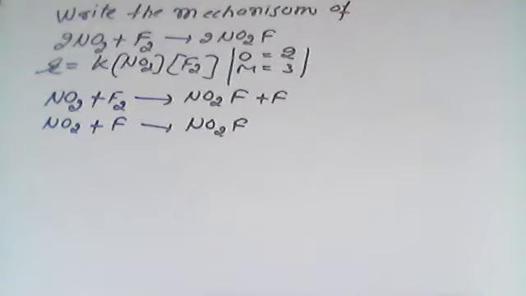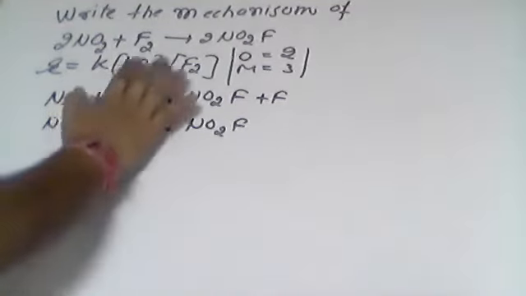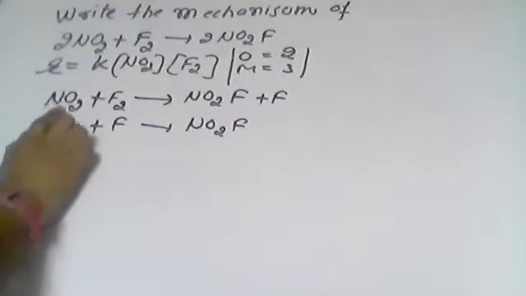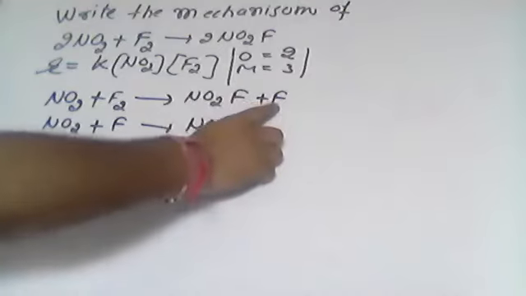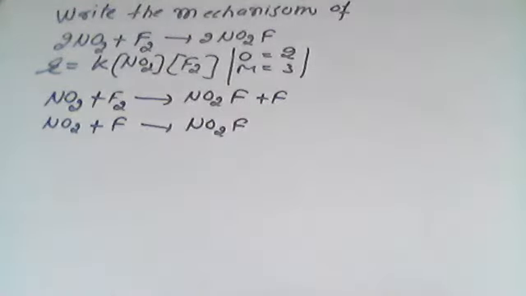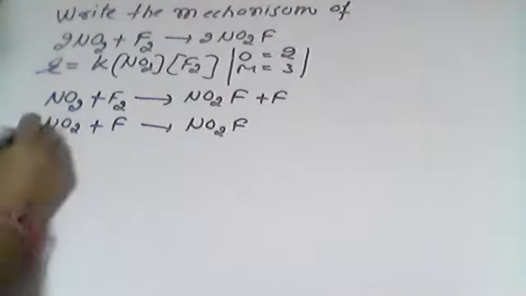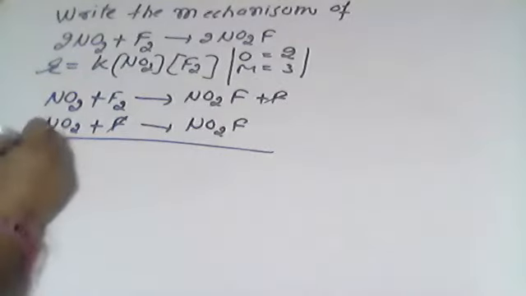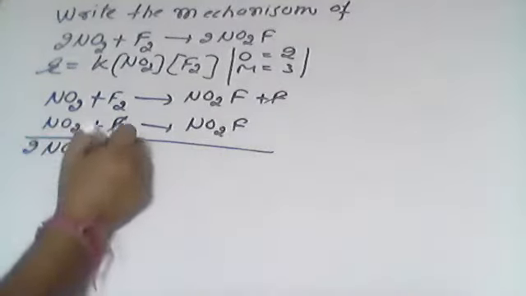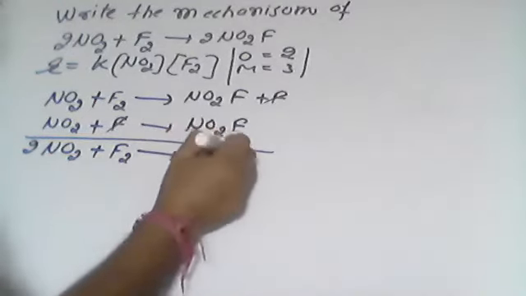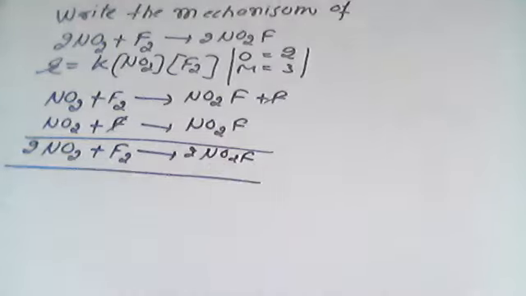So if it takes place in more than one step, how do I come to know the mechanism, how am I going to write down the mechanism? To write down the mechanism, I started with the rate equation. The rate equation is given in terms of NO2 or F2. So I write NO2 plus F2 gives NO2F plus F. I've written it this way because I'm reading NO2F. Then NO2 and F combine together to give NO2F. So overall, F and F will cancel out, and I will get 2NO2 plus F2 gives 2NO2F.